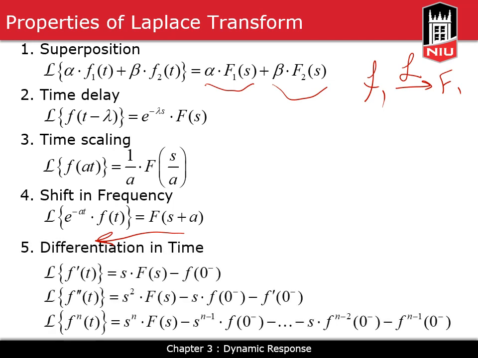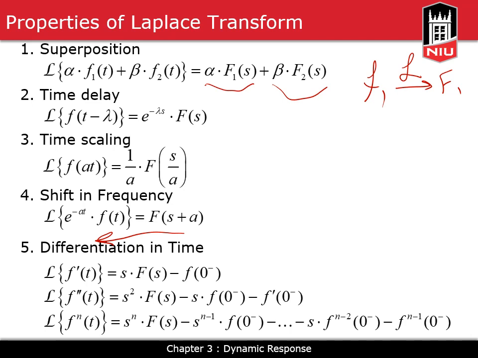Differentiation in time. If Laplace transform of f of t is F of s, then the Laplace transform of the derivative of f is s times F of s minus f at 0 minus. Couple of things here. First, by 0 minus, we mean the time just before 0. Most of the time, this is equivalent to time 0.